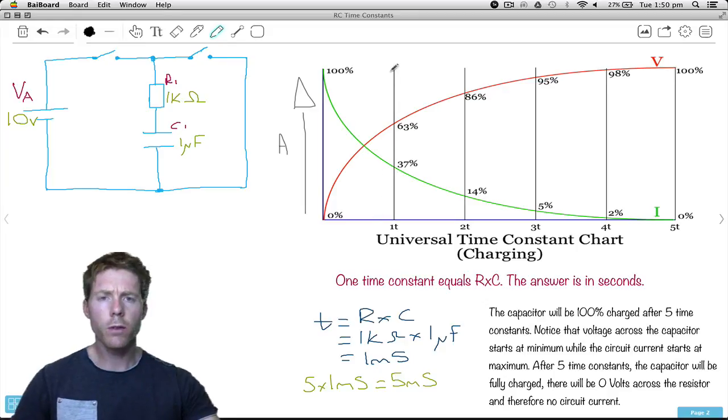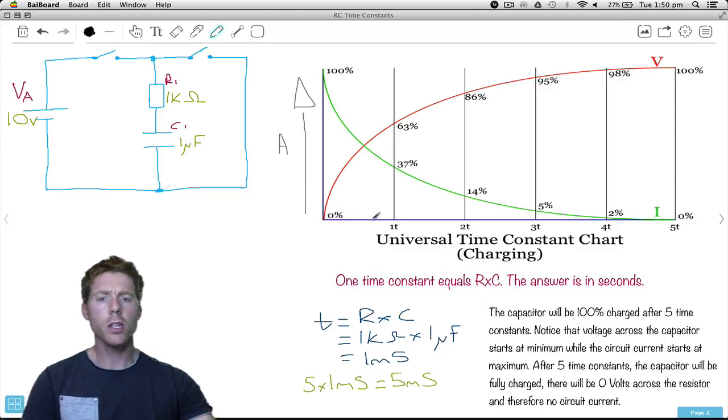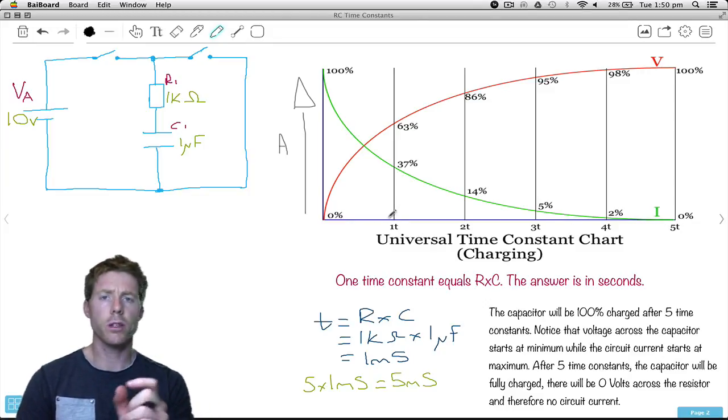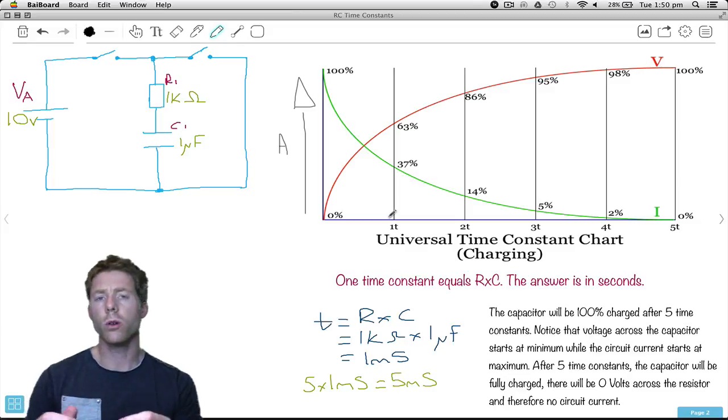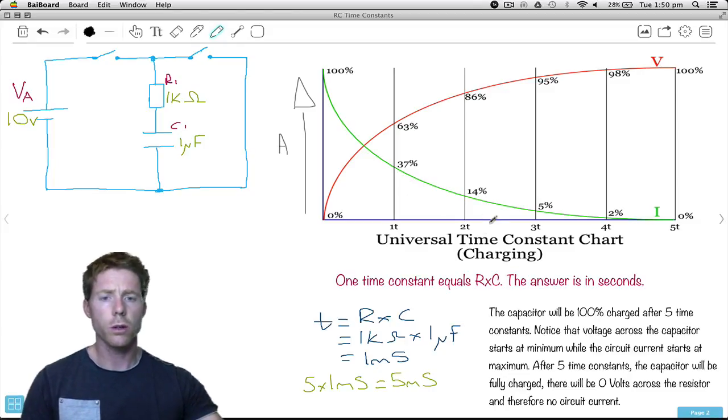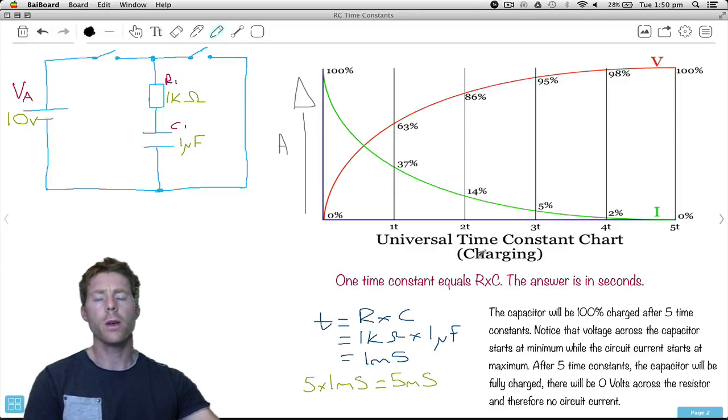Now let's have a look at these black lines I've got going here. I've got 1T, 2T, 3T, 4T, 5T. Each one of these represents a certain amount of time, and they're broken up into what's called time constants. It's called the universal time constant chart, so there's the word constant in there.